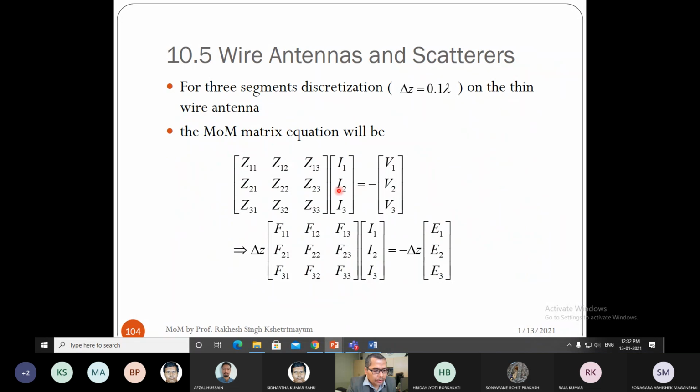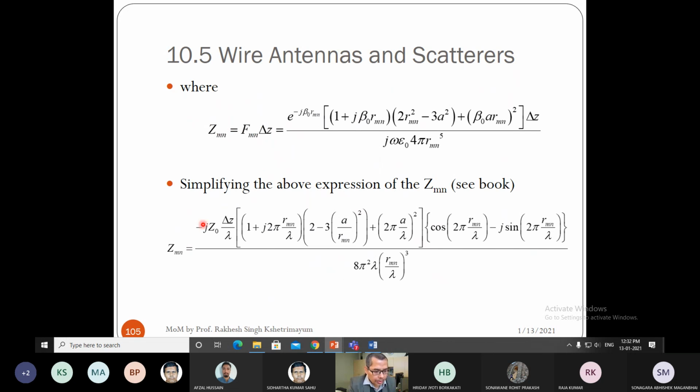So if I want to find the input impedance, I need to know I2. I know the voltage I'm applying. If I divide the voltage by this I2 here, I can get the input impedance of the dipole antenna. So now you know that the Z matrix is simply the multiplication of delta Z with the F matrix, and the E matrix is multiplied with delta Z, you get the B matrix. So let us try to calculate this. The Z matrix expression has been simplified in the book, example 1.5. This is the expression for the Z matrix.